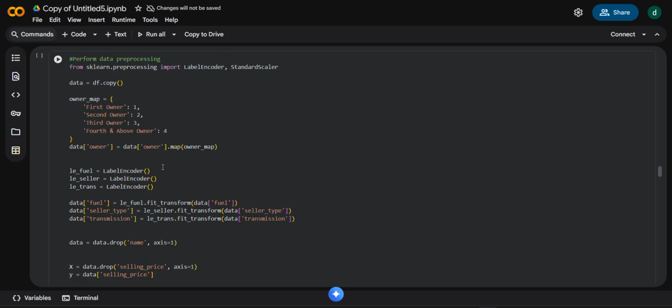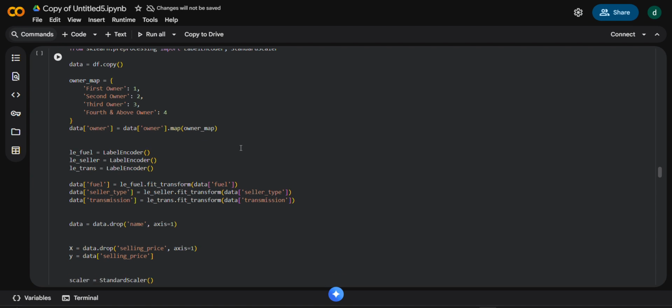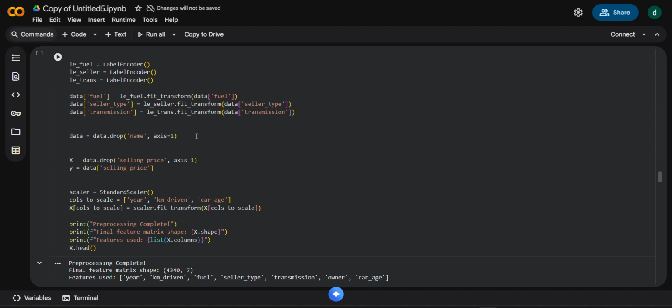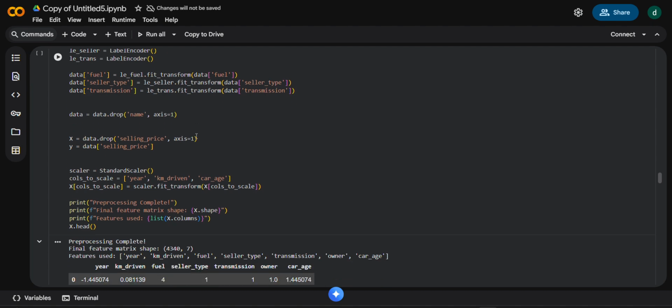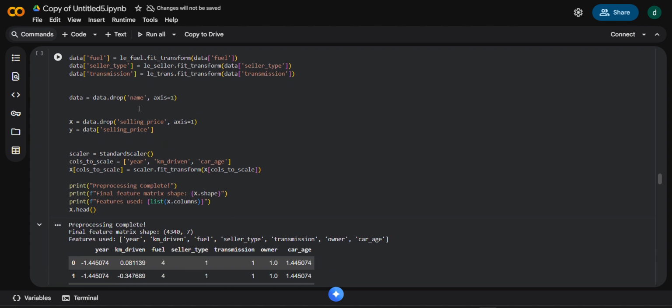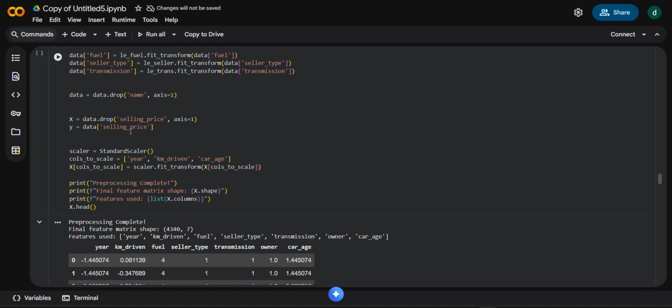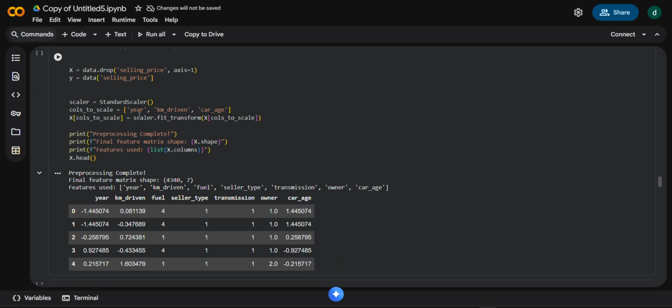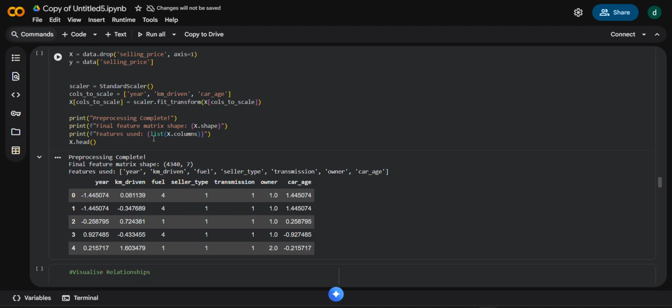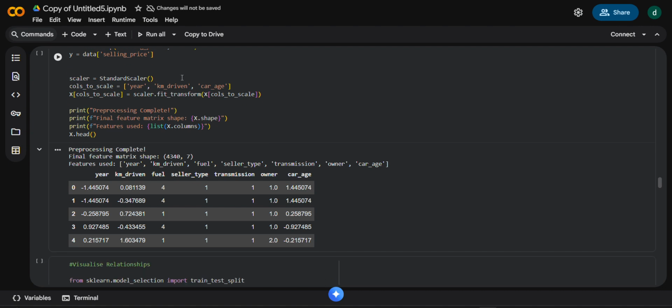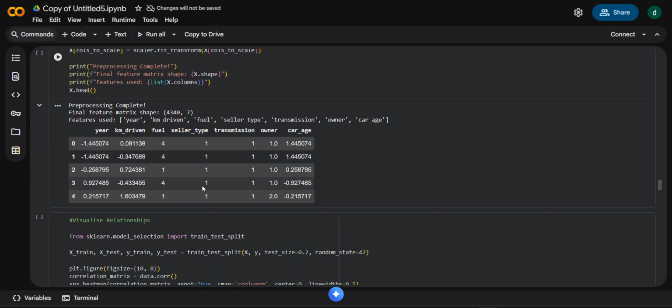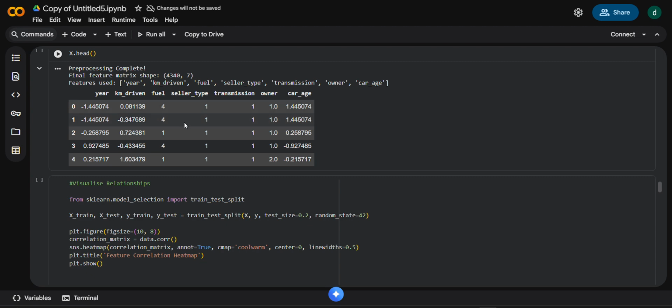The next step was data preprocessing. In this stage, I performed several crucial steps. Mapping owner labels to numerical values, for example first owner as 1, second owner as 2, and so on. Label encoding, which I used for fuel type, seller type, and transmission. Dropping irrelevant columns: the car name is not needed for prediction, so I dropped the name column. Scaling numerical features: I used StandardScaler to standardize year, km driven, and car age. Finally, I separated the dataset into X, all features, and y, the target variable.